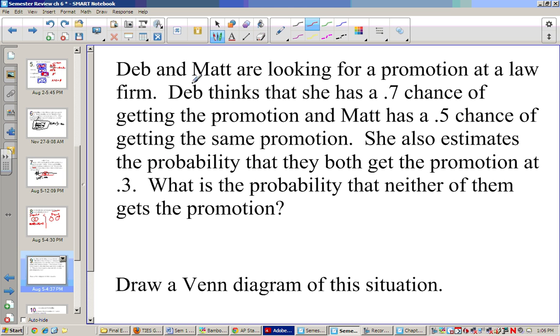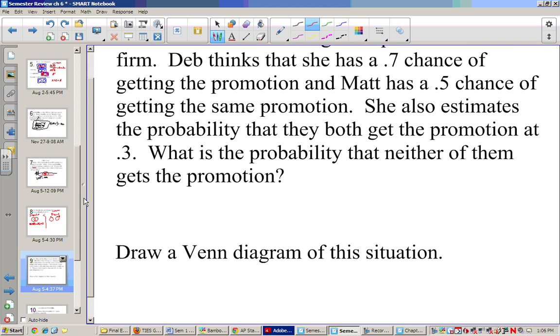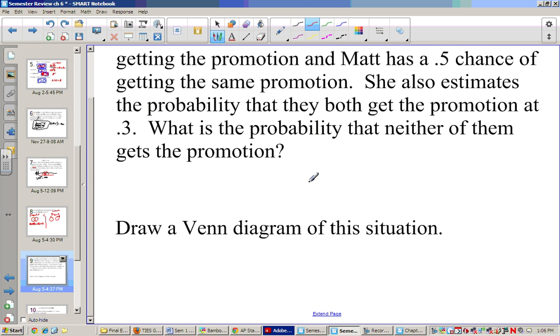Deb and Matt are looking for a promotion at a law firm. Deb thinks that she has a 0.7 chance of getting a promotion. Matt has a 0.5 chance of getting the same promotion. She also estimates the probability they both get the promotion to be 0.3. What's the probability that neither of them get the promotion?